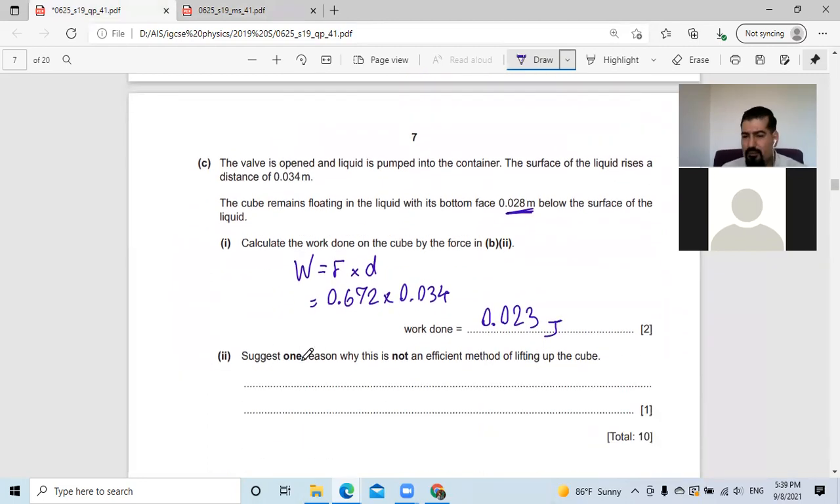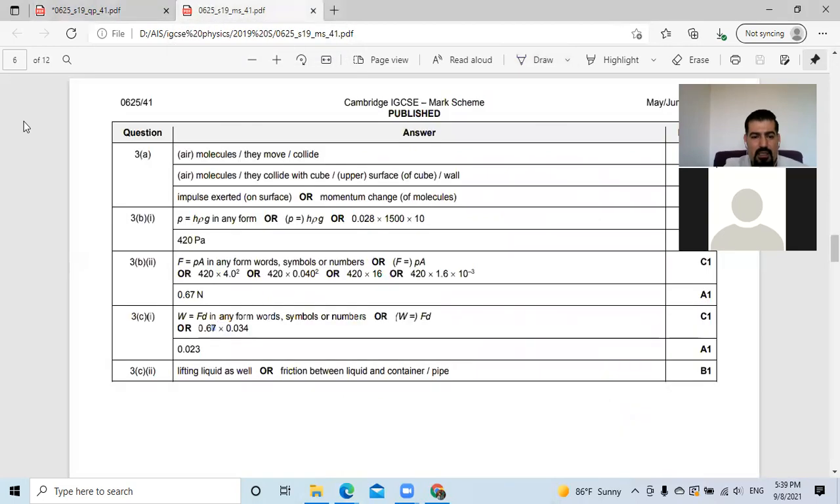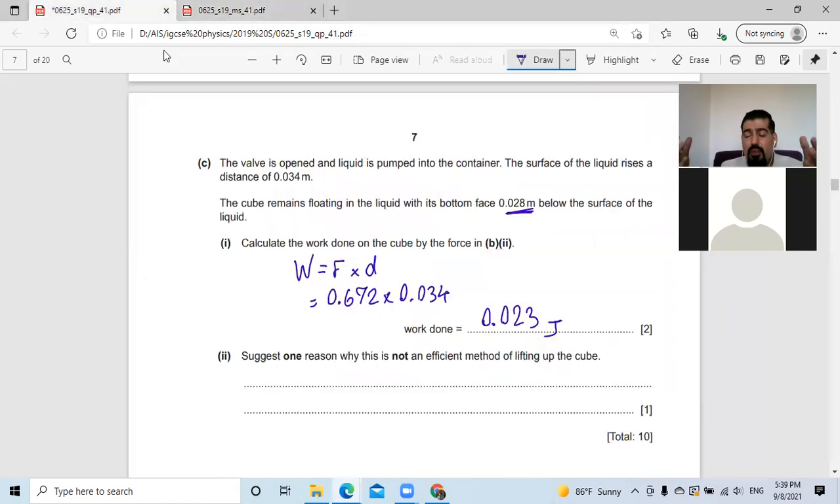Now, give one reason why this is not an efficient method of lifting up the cube. Why is this not an efficient method? Who can tell me? Why is this not a correct or efficient way? Yes. Look what they said. Lifting liquid as well, because we are not only lifting the cube, we also lift liquid with it. And there is friction between the liquid and the container or the pipe. So a lot of work is done against friction between the liquid and the pipe as we pump it in.